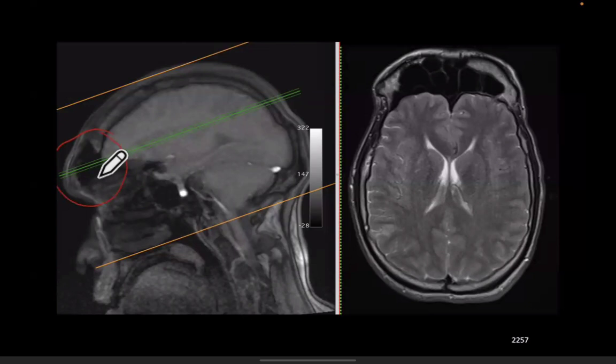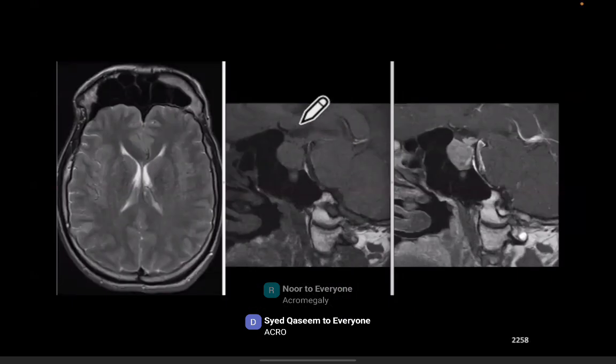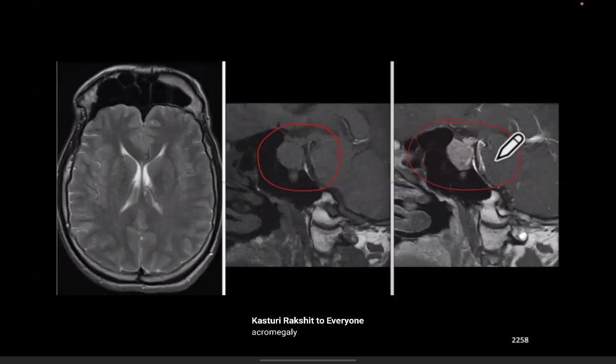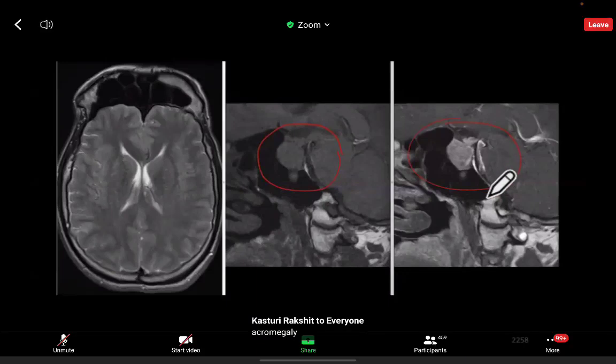Big frontal sinus and pre and post gadolinium. Acromegaly, yeah, well done.